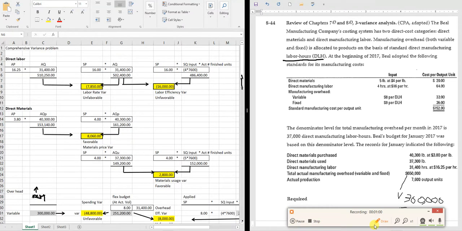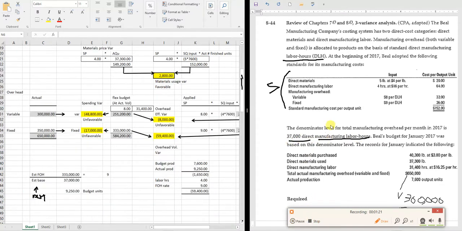Another thing we need to do is figure out what's standard and actual, and it says they adopted the following standards. So these items up here are standard, and the denominator level for manufacturing overhead per month is 37,000 direct manufacturing labor hours. So now I know that my base is going to be 37,000. You can see I've gone down in my base and put 37,000 for fixed overhead as my base. I could do this for variable overhead, which wouldn't hurt me any. I just personally know I don't need it at this moment for this problem.